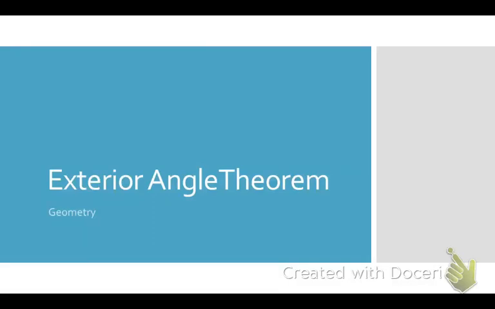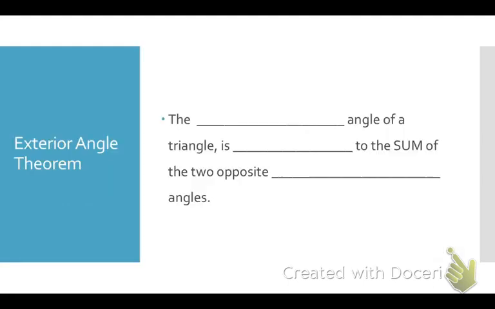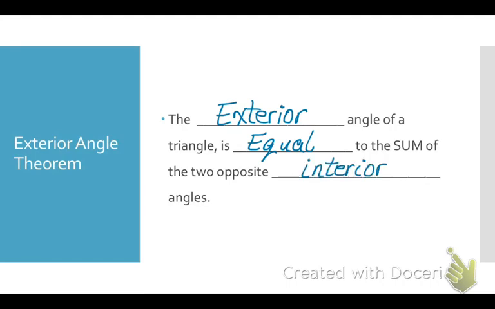So in this video, we're going to learn about the exterior angle theorem, and then we're going to practice using the properties of the exterior angle theorem and triangle sum theorem. All right, so the exterior angle theorem says that the exterior angle of a triangle is equal to the sum of the two opposite interior angles.